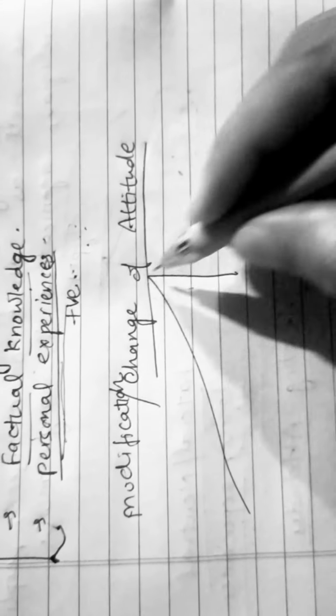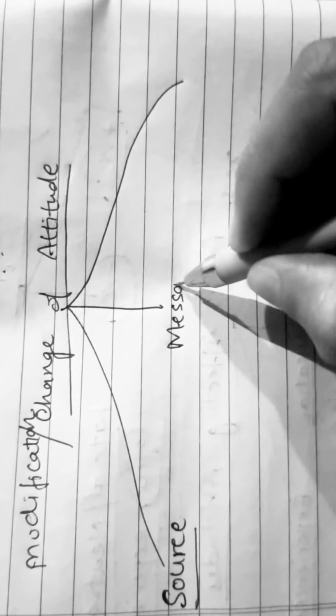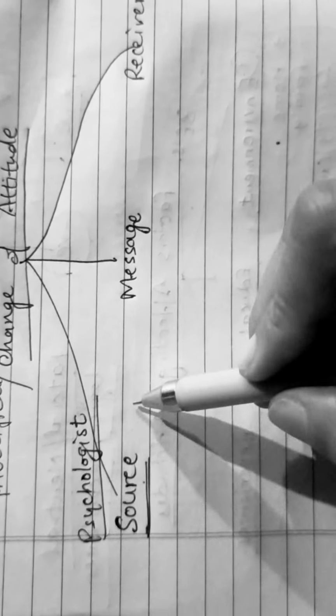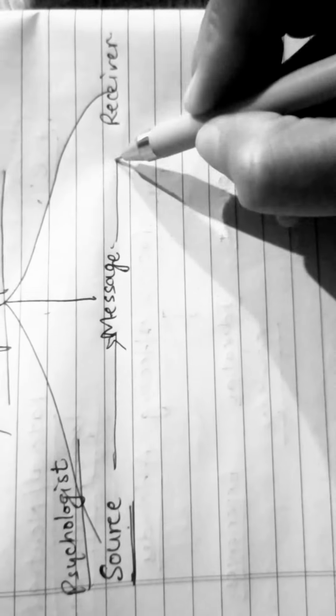For that, first of all, the first person required is the source person. This source person is going to pass the message to the receiver. Now who is this source person? The source person is going to be the psychologist. So we require a source person who is going to pass the message to the receiver to change the attitude. Whenever we want to change the attitude of someone, we must find a source person. That source person should be a psychologist, a counselor, a social worker, or a sociologist.